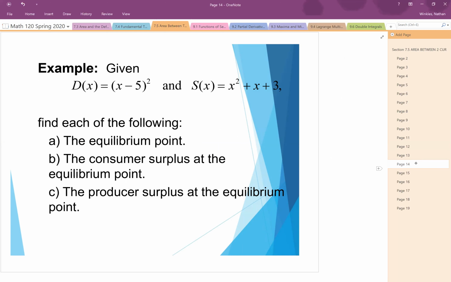So we're told, find each of the following. We're given our demand is x minus 5 all squared. Our supply is x squared plus x plus 3. We're told to find the equilibrium point, the consumer surplus at the equilibrium point, and the producer surplus at the equilibrium point.